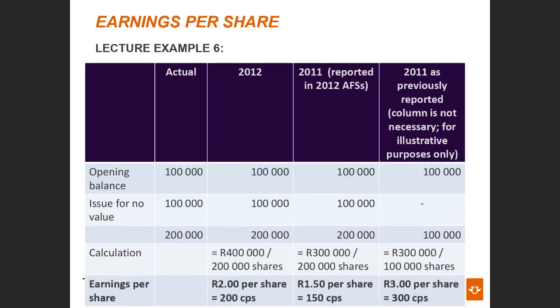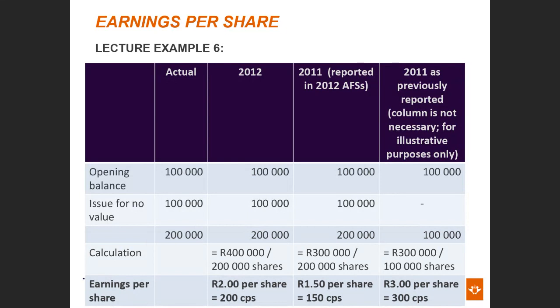So do you agree when we have a capitalization issue, no share capital is going to be received? So we actually have 100,000 shares, okay? There's no time weighting, so even if it happened in the middle of the year, we are not going to time weight it. So for 2012, the capitalization issue resulted in 100,000 additional shares. Even though this capitalization issue happened in 2012, we need to adjust our comparative figure when we calculate our earnings per share.